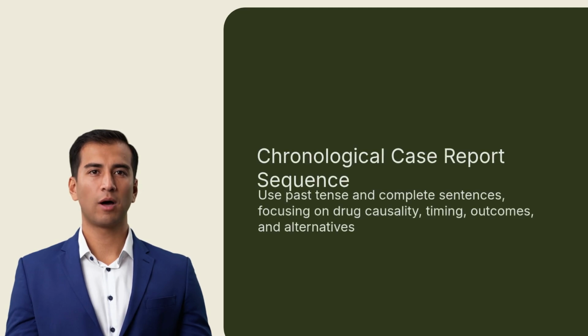The standard flow is patient details and relevant history, then the suspect drug and dates, then event onset and course, treatment and investigations, outcome and causality. Write in the past tense and in chronological order. Use complete sentences, avoid unclear abbreviations, and keep focus on whether the drug could have caused the event and what else might explain it.